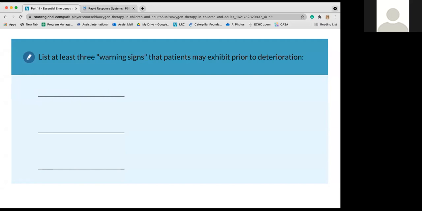So some of the examples are low saturation, below 90, high heart rate above 120, low heart rate below 40, respiratory rate above 28, and respiratory rate below 8. And other symptoms like chest pain or seizures and a lot of pain. Those are some of the examples you may think about. Let's go down to the next slide.